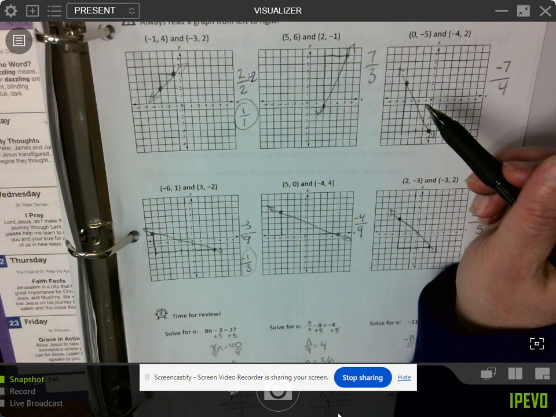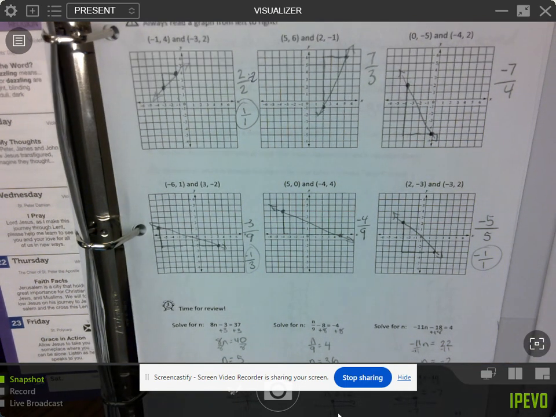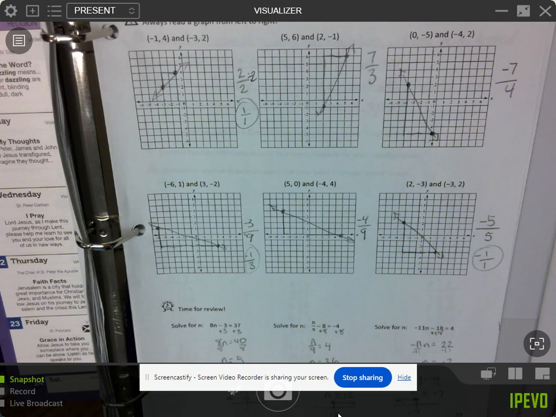Was that a matter of graphing wrong or counting wrong for this one? Yeah, I swapped out the y. Okay. Yep. So we're going to want to make sure we're careful with those. Any other questions on these ones?